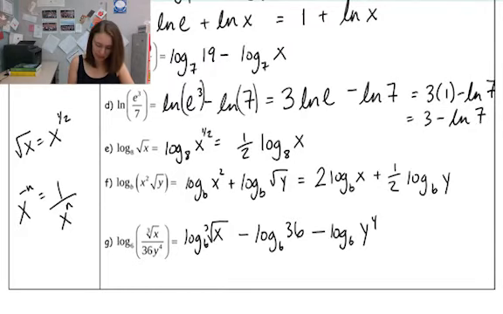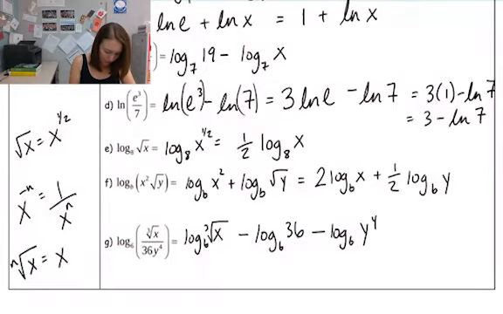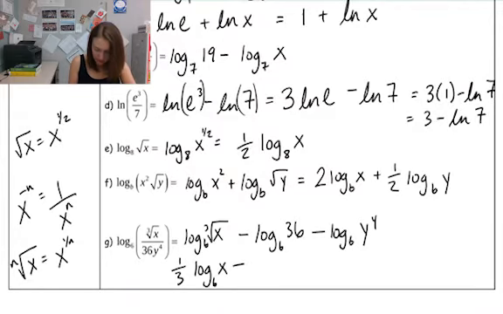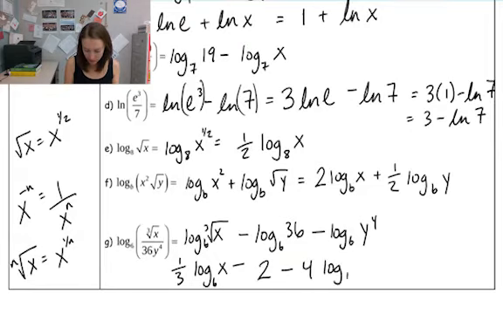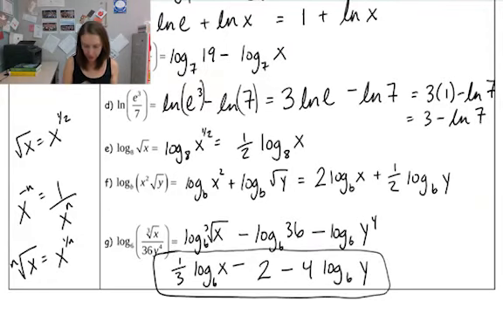Now I'm going to use my exponent power rule. So if I have the nth root of x, that's the same as x to the 1 over n power. So this is 1/3 log base 6 of x minus, now log base 6 of 36, remember the log is the exponent. So 6 to the what power is 36? It's 2. So the log base 6 of 36 is 2 minus 4 times the log base 6 of y. So lots of cool things in that example there for you.